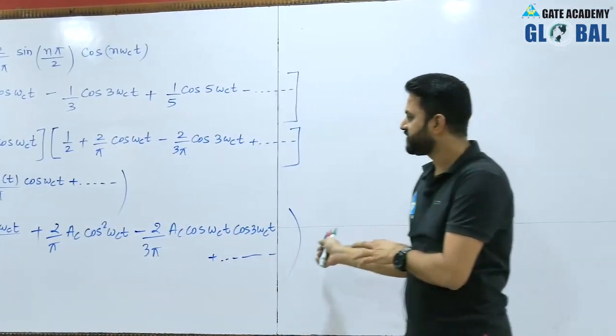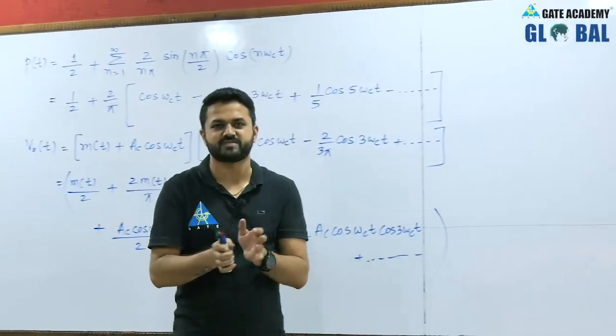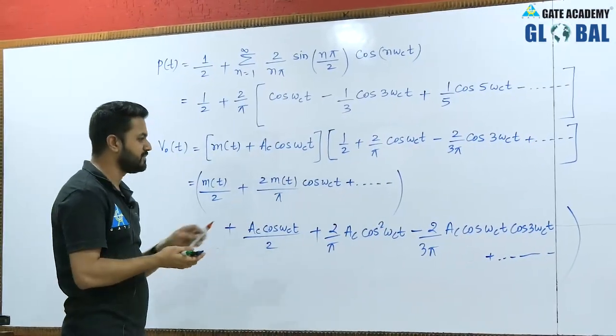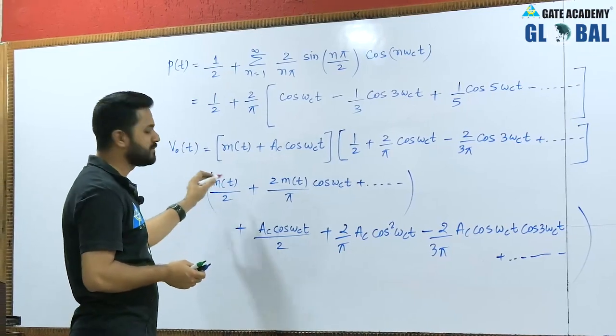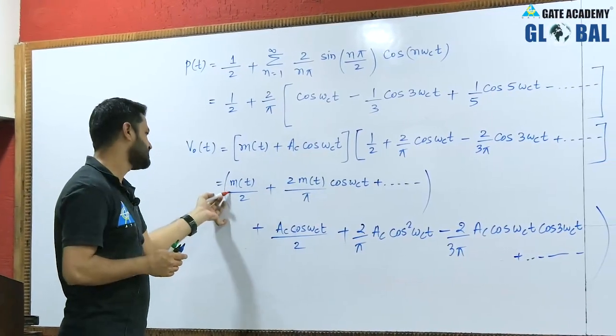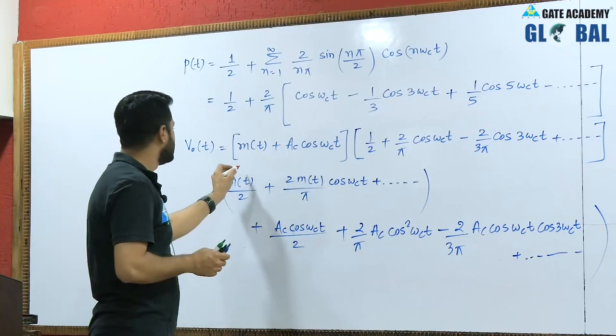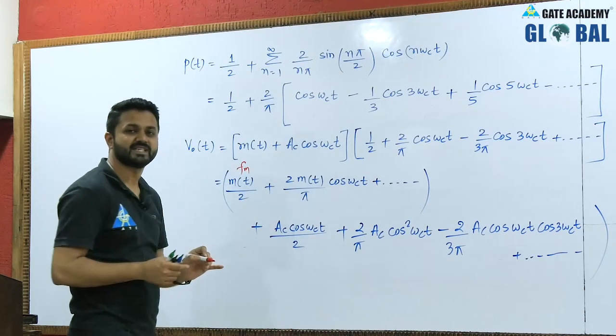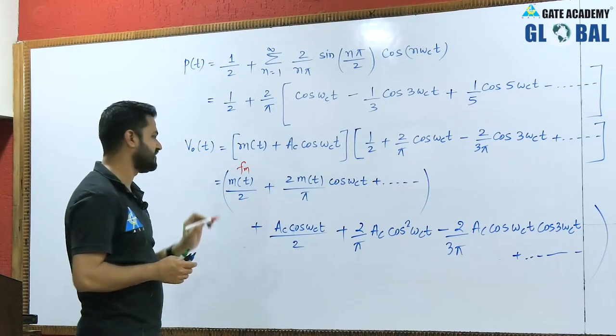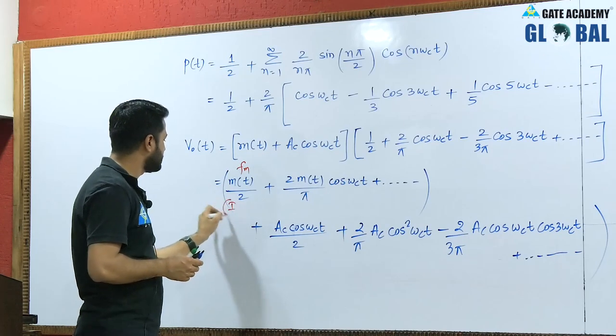These are the terms which are input to the band pass filter. So what are the frequency components present in these terms? This is m(t) by 2, so the single term m(t) is present here, and the message frequency component is fm. So this is our first term.